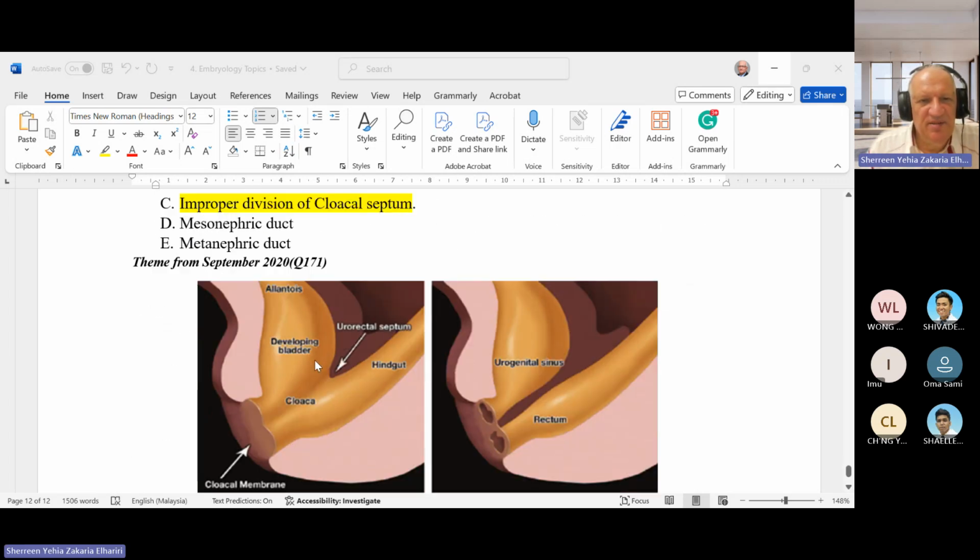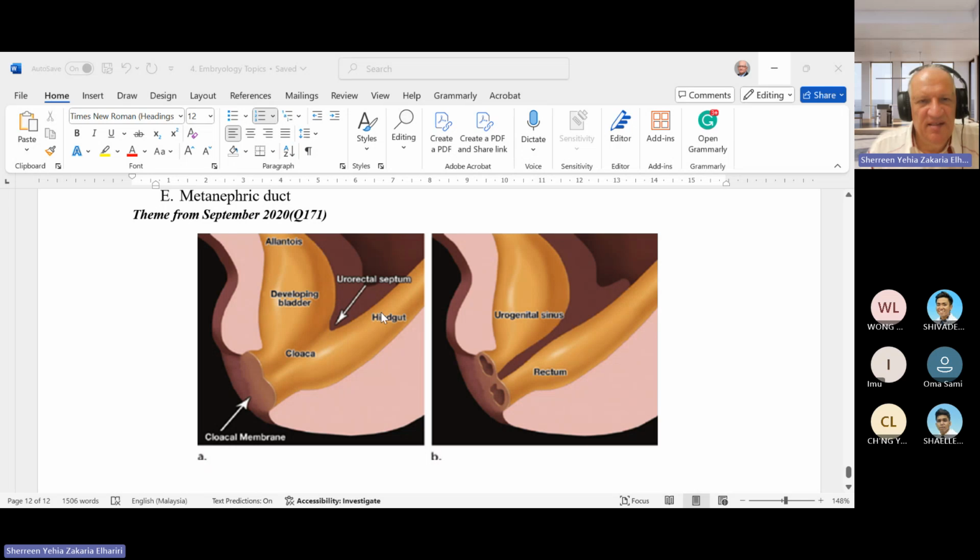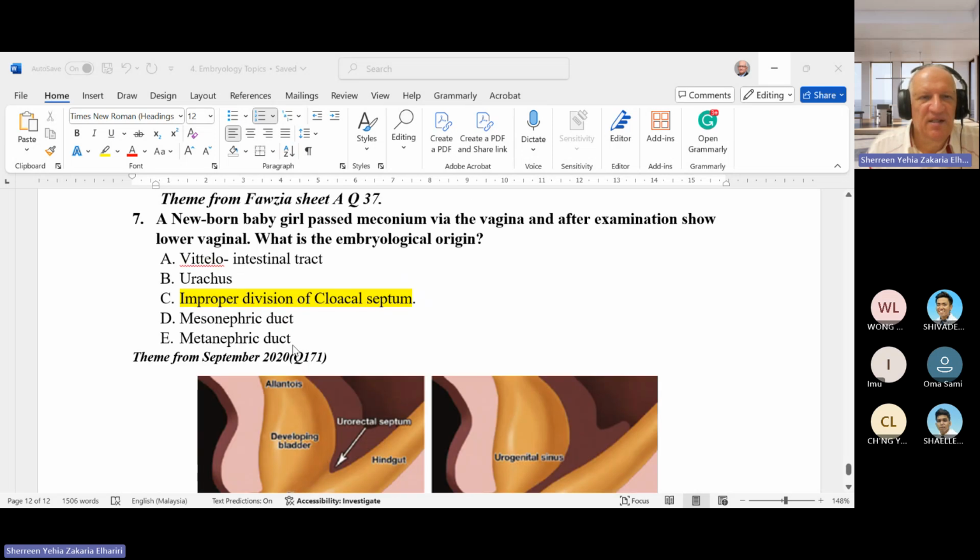The other anomalies you can find are in the anus and urogenital region. Sometimes you can find a defect here, an incomplete septum. This is what we call cloaca. So there is abnormal development between the urinary bladder and rectum.